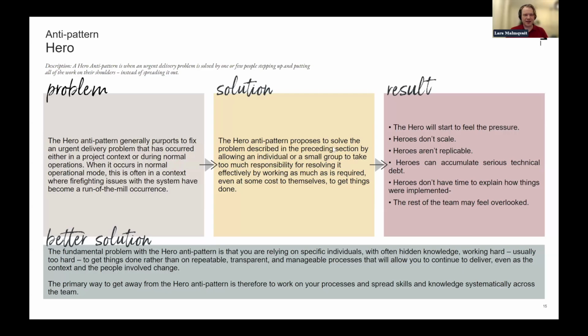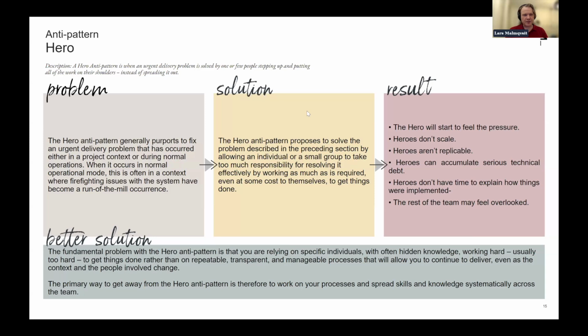And the key problem with heroes is that they don't scale. You can't just put people in a people cloner and then get as many of them as you need. Which means that they are single points of failure. And because they are always busy, they're going to do things the easy ways. They're going to accumulate more technical debt. They're not going to have time to explain how things were implemented or document anything, which means that when they eventually do break down, you're in a really bad situation. So, as also happens in our example.